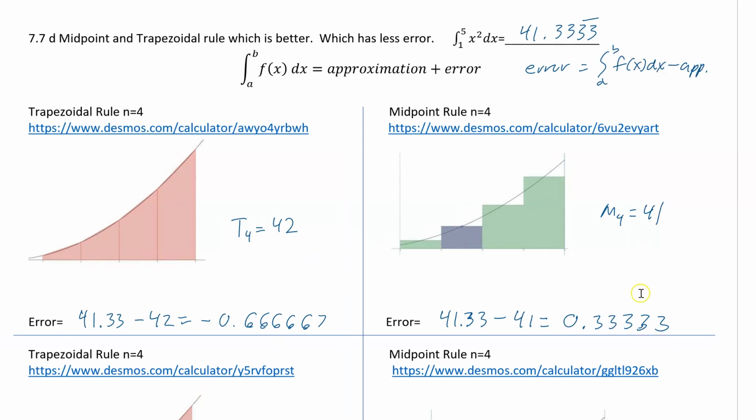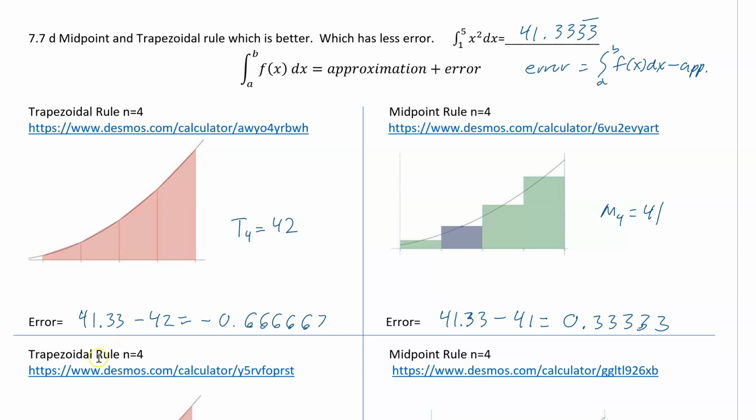So which is better? Midpoint. Midpoint will always be better than trapezoidal. You can also see that one overestimates and the other underestimates. They're always going to have opposite signs when you look at trapezoidal and midpoint. And there's also a factor of 2 here. Look at this, this is literally half of whatever this one is.